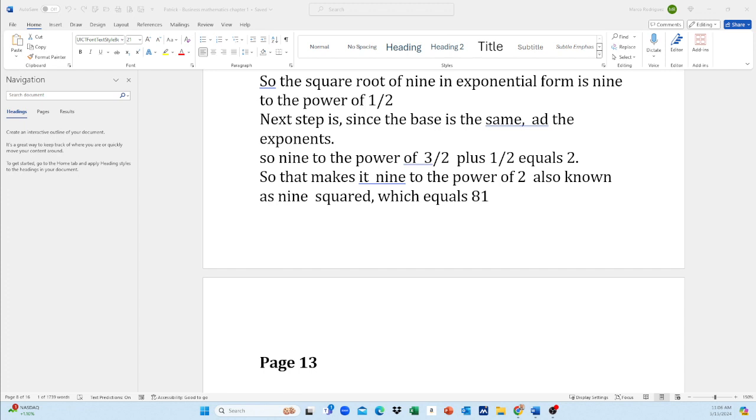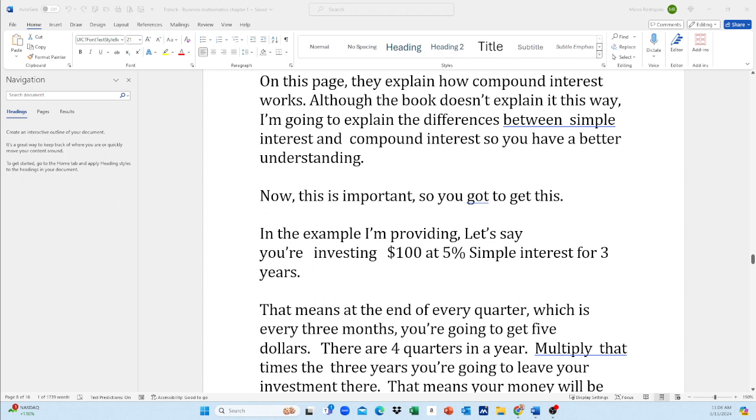Page 13. On this page, they explain how compound interest works. Although the book doesn't explain it this way, I'm going to explain the differences between simple interest and compound interest so you have a better understanding. Now, this is important, so you got to get this.